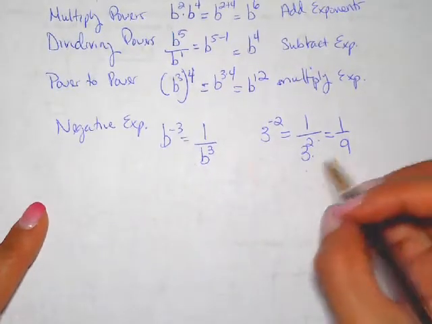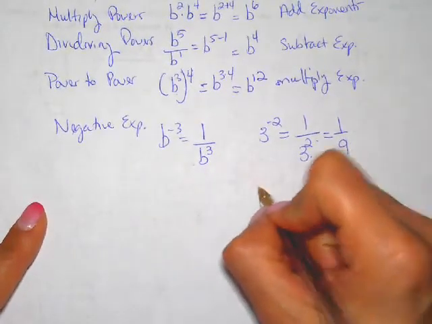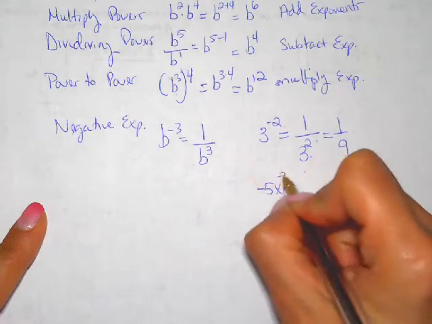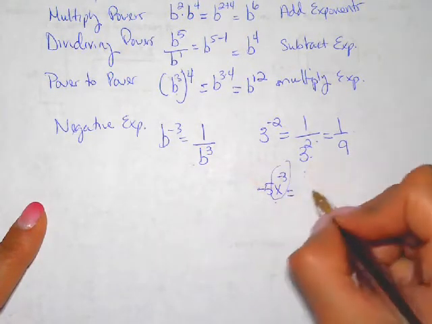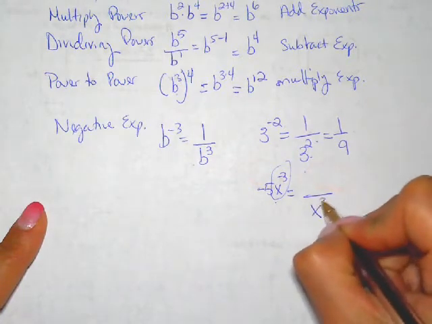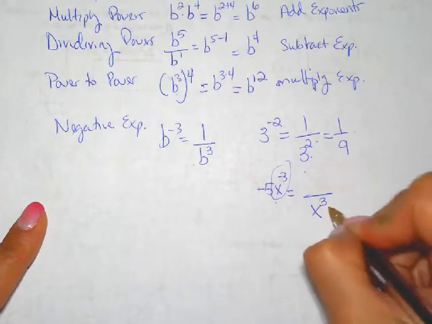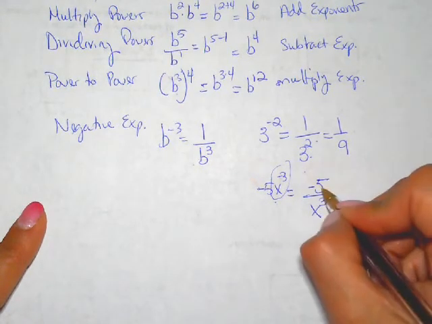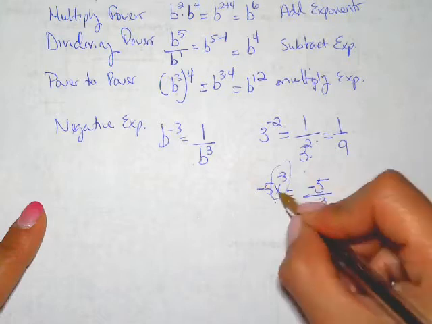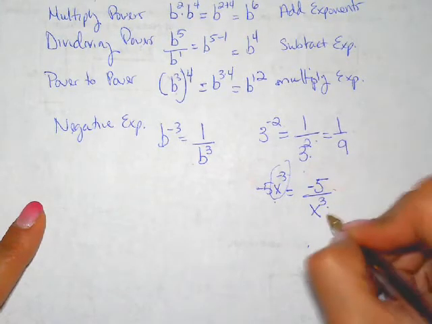Just be careful and don't get confused when they have something like negative 5x to the negative 3. Only the one with the negative exponent moves. So you move that one to the opposite side, make it positive, and that negative 5 stays where it's at because this doesn't have a negative exponent. The x does, but not the 5. So that one stays like that.